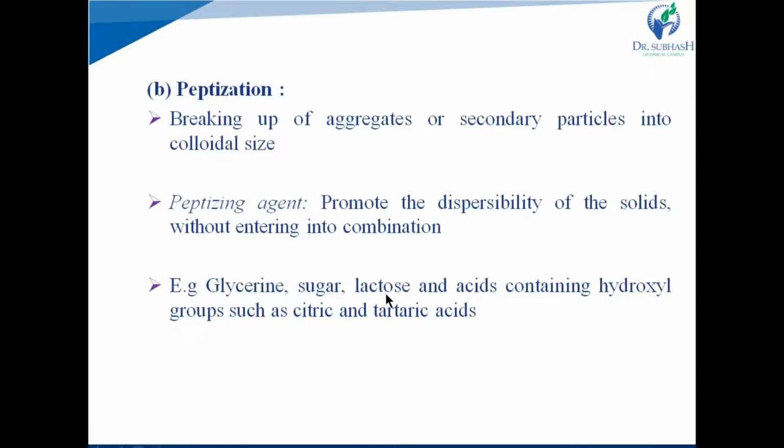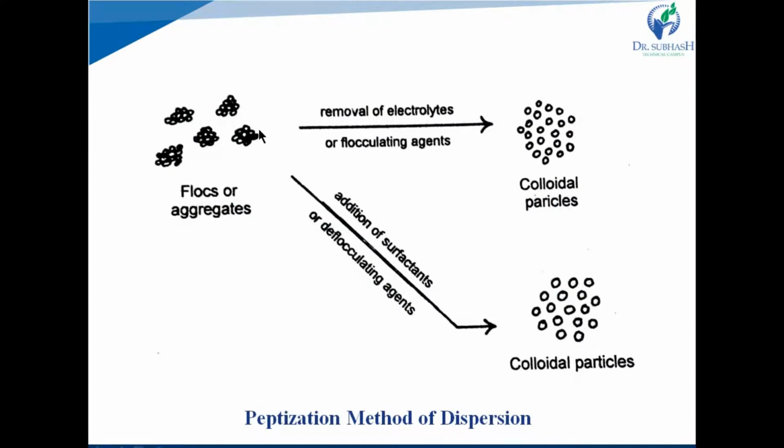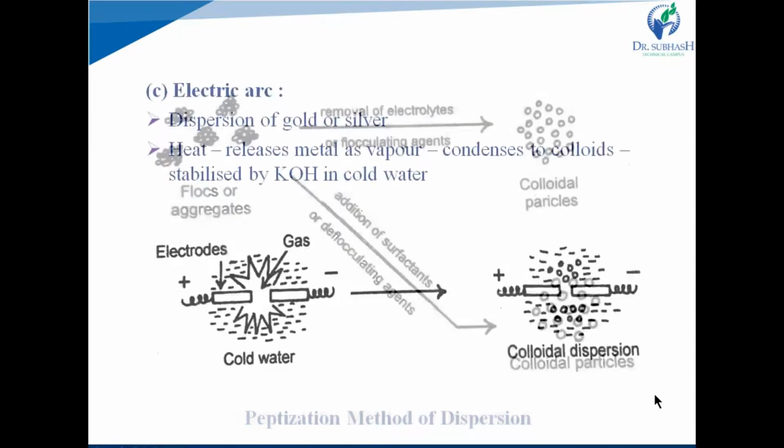Glycerin, sugar, lactose and acids containing hydroxyl groups such as citric acid and tartaric acid are examples of peptizing agents. Here in the figure we can see, once we have the floc or the aggregates, by removal of the electrolytes or by removing the flocculating agent, it can be converted to the colloidal size range or colloidal particles. In the same way, by another technique, addition of a surfactant or a deflocculating agent will convert the floc or aggregates to the colloidal particle size range. So this is about the peptization method of dispersion.